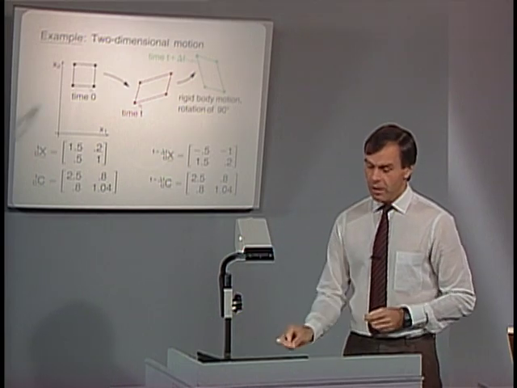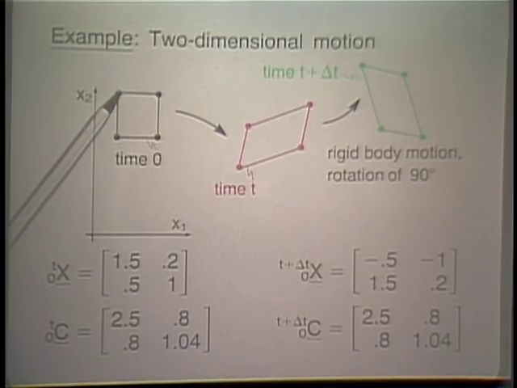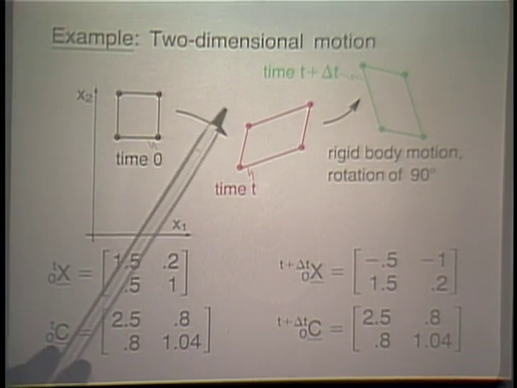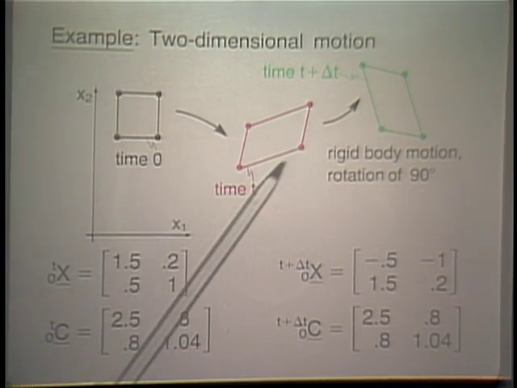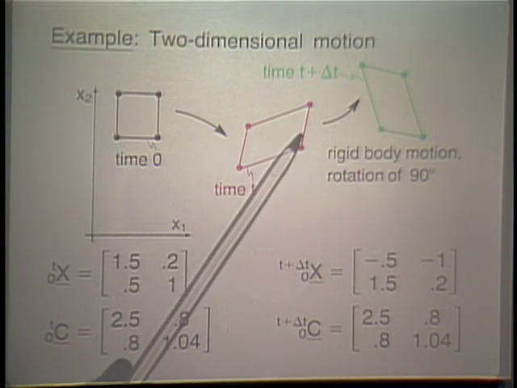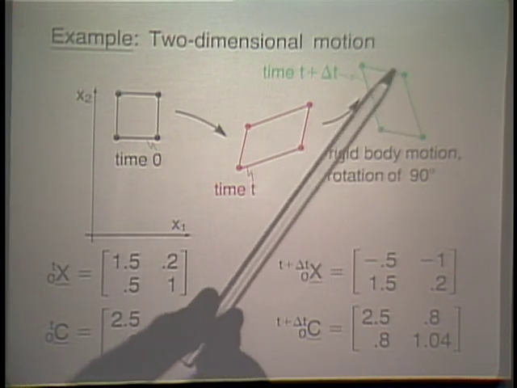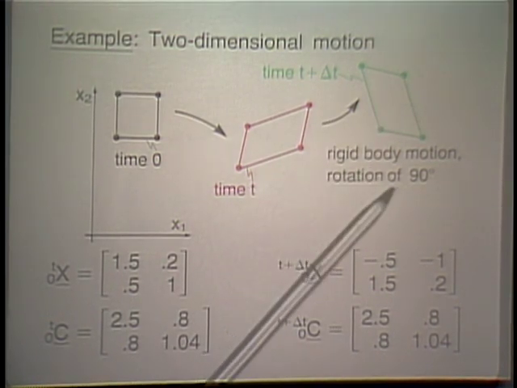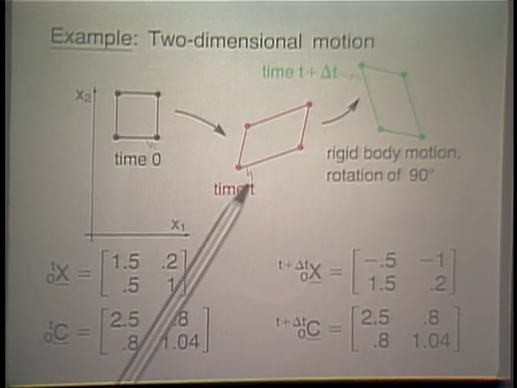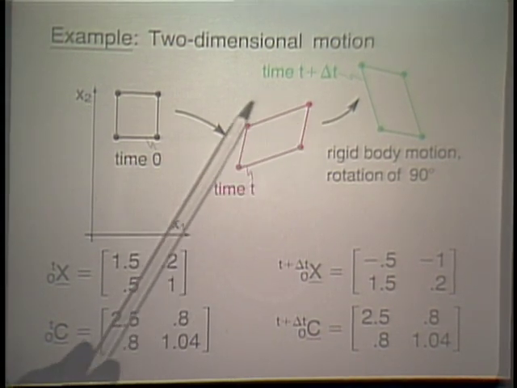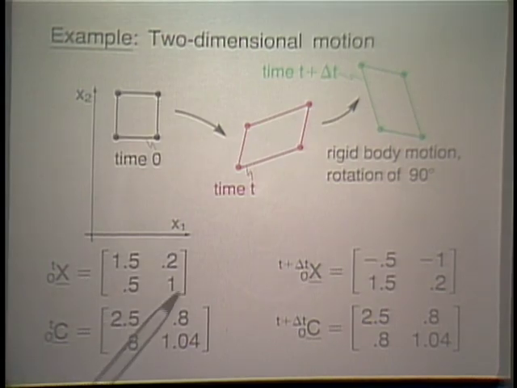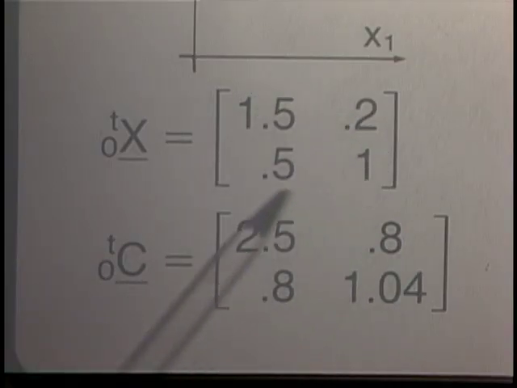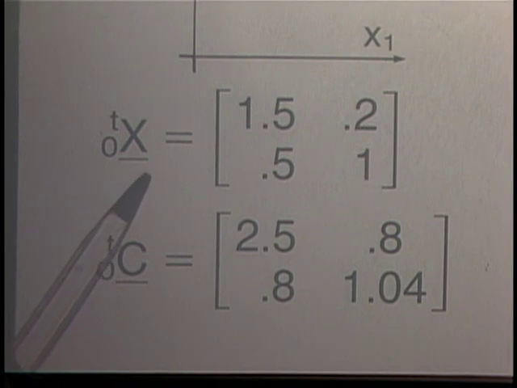Let's look at an example. Two-dimensional motion. The original configuration for the piece of material that I like to consider is shown here. It moves from time 0 to time t to the red configuration, and then in the increment of time delta t to that green configuration. But this movement over time delta t is simply a rigid body motion of 90 degrees. Well, we can calculate T0x corresponding to this configuration. Here it's done. And by the formula that I gave you, you get directly T0c by taking x transpose times x. You get this matrix here.